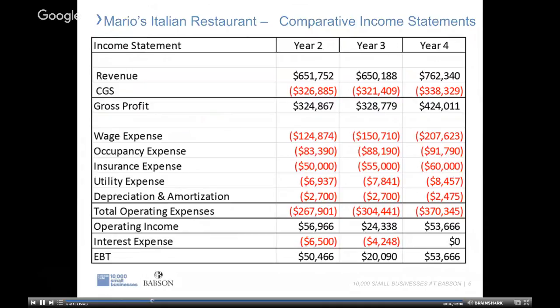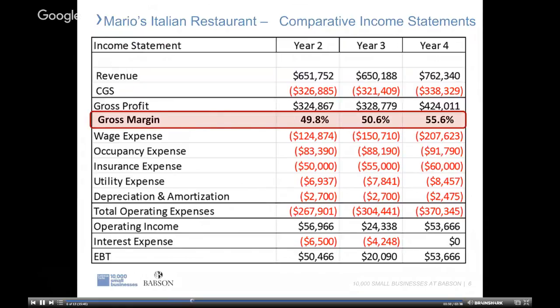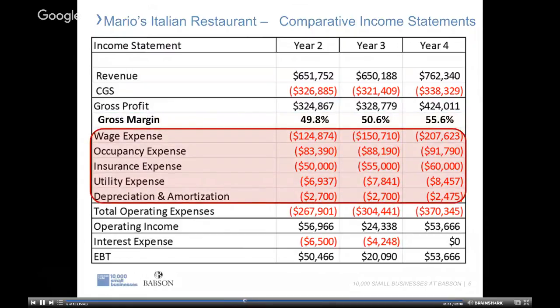We can see that Maria's gross profit increased from Year 2 to Year 4, including a 29% jump from Year 3 to Year 4. One of the most important metrics for any business, but especially for retailers or manufacturers, is the gross margin. Gross margin is calculated by dividing gross profit by revenue, and it tells us how much the business has to cover its operating expenses. In this case, Maria's gross margin has increased significantly, going from less than 50% in Year 2 to almost 56% in Year 4.